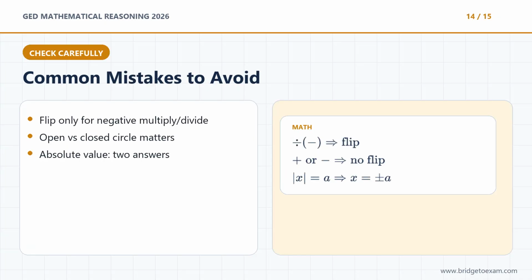Keep these traps in mind. Flip the sign only when you multiply or divide by a negative, never when you simply add or subtract. Use an open circle for strictly greater or less, and a filled circle when it is equal. And remember, an absolute value equation almost always gives two answers, not one.